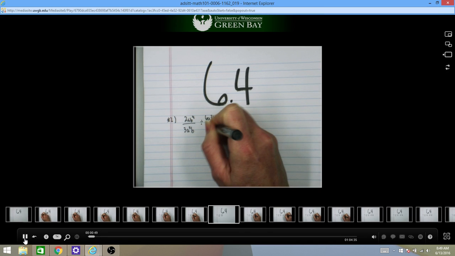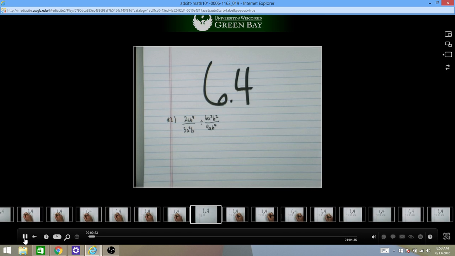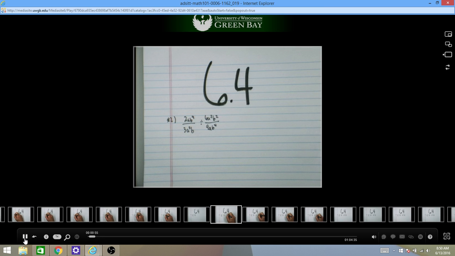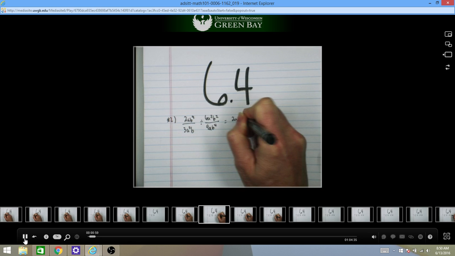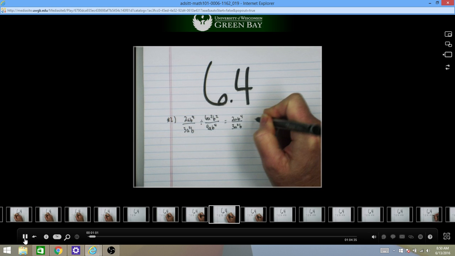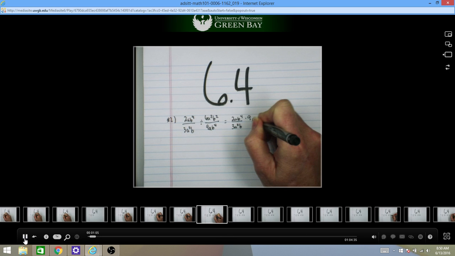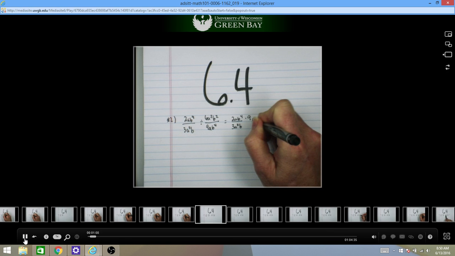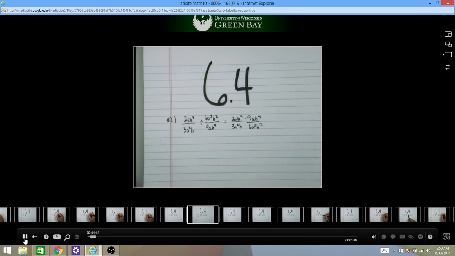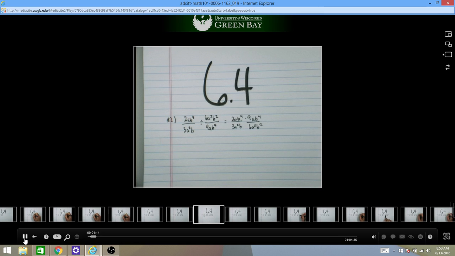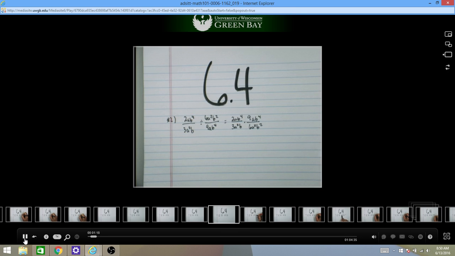So we have fractions being divided. So we invert and multiply. We flip the second fraction over and change to multiplying. So you can multiply if you want, or you can start canceling.